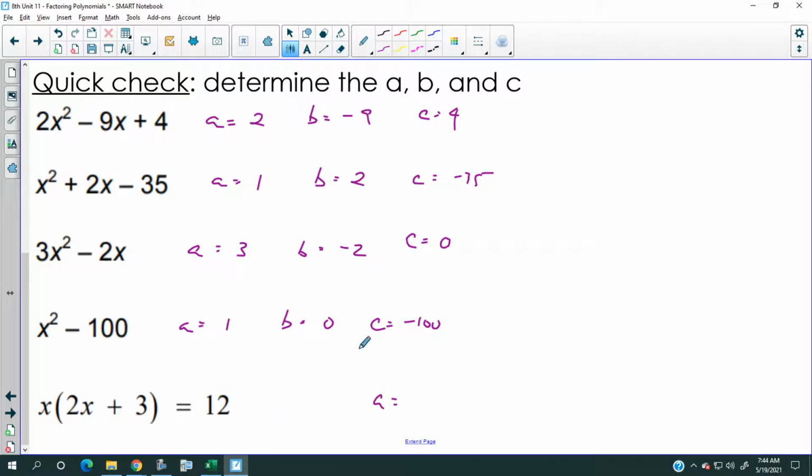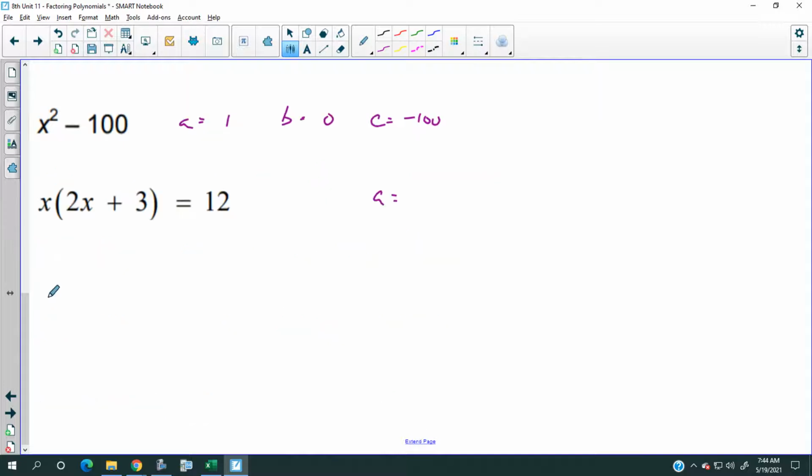Now for this last one, what's A here? You don't know yet. So what do you think you need to do in order to get to the point where you can read it as a quadratic equation? Yeah, you have to actually distribute. So here we distribute, equals 12.